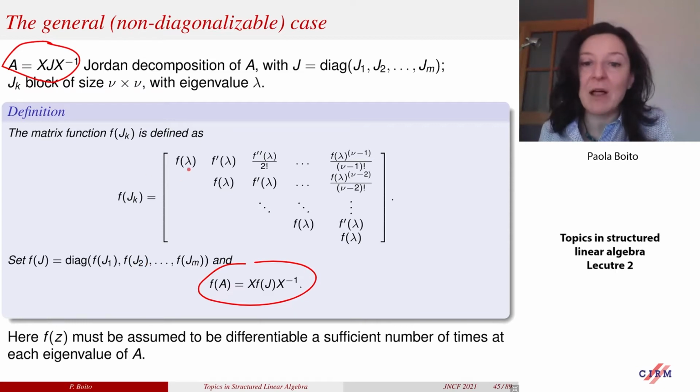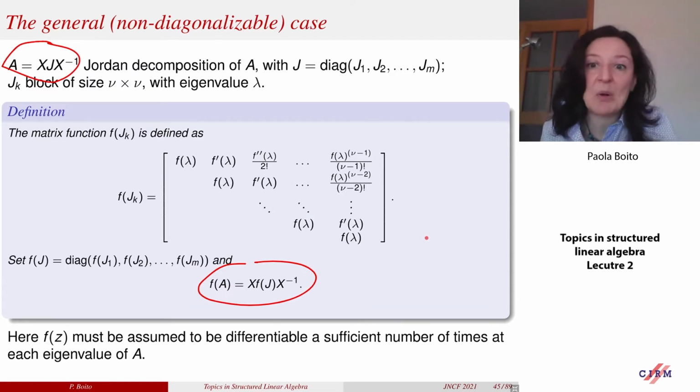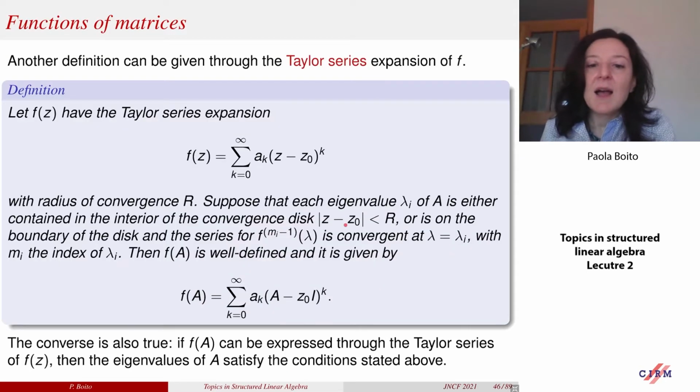What is f of a block? Well, it's defined like this. Suppose Jk is a Jordan block of size nu times nu with associated eigenvalue lambda, and then f of Jk is this upper triangular matrix, which has on the main diagonal f of lambda, and then f prime of lambda, f prime of lambda over 2, and so on. In order for this definition to be well posed, we have to assume that f is defined and differentiable a sufficient number of times on each eigenvalue.